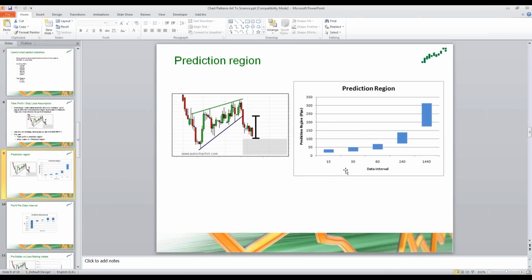And just to give you a breakdown of how far away the take profits are from the breakout levels in Autochartist: for 15-minute patterns, the take profits are around 25 pips away from the breakout. On 30-minute patterns, they're just under 50 pips away. On 60-minute patterns, they're about 50 pips away. On 4-hourly results, they're about 100 pips away. And on daily results, they're sitting at about 250 pips away on average from the breakout area.